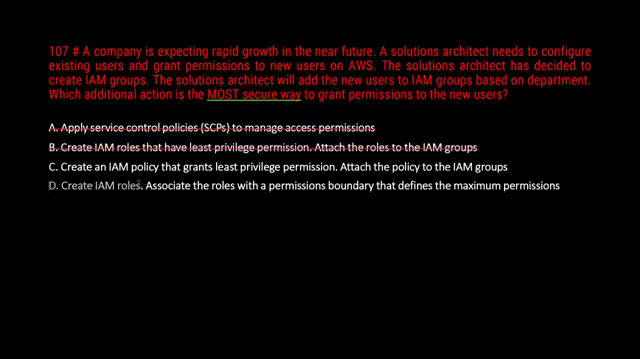Then we have create IAM roles, associate the roles with the permissions boundary that defines the maximum permissions. Now we are creating groups. Specifically we said we are creating groups. We just want which additional action. We are not talking about replacing that entire thing with roles. We are talking about just modifying a little bit here and there to the groups and make this happen. So the answer is C. Okay, create an IAM policy that grants least privilege permission. Attach the policy to the groups.